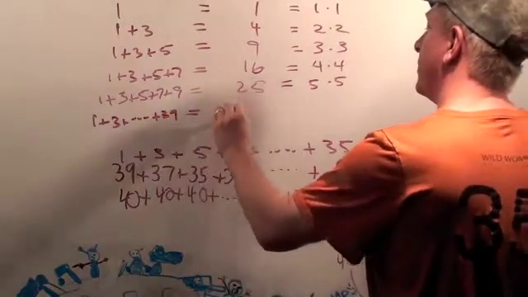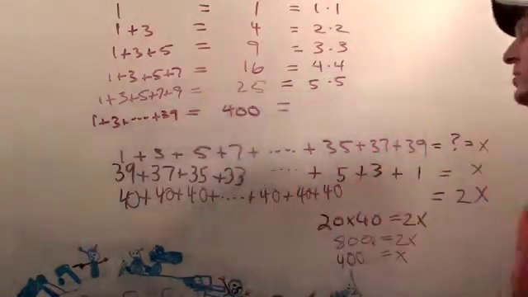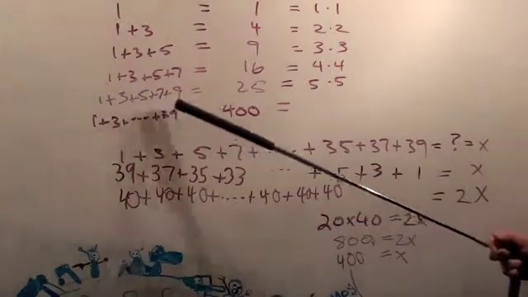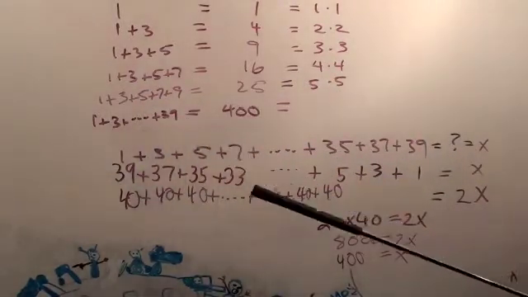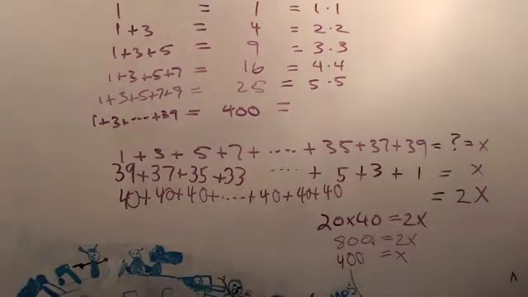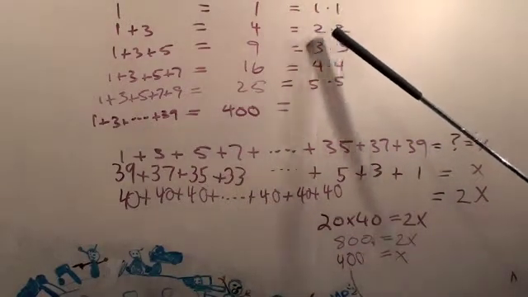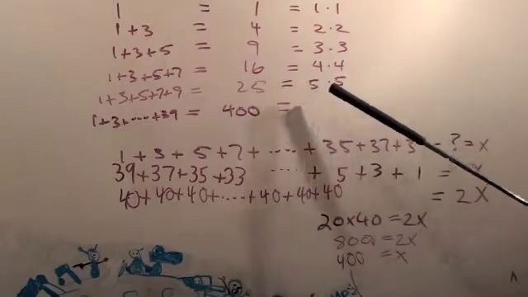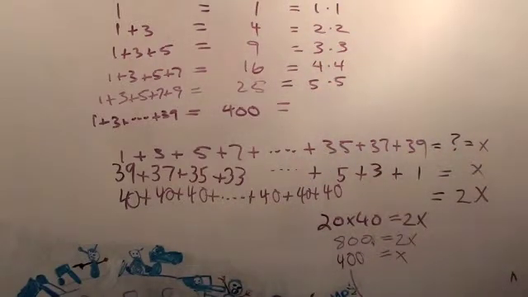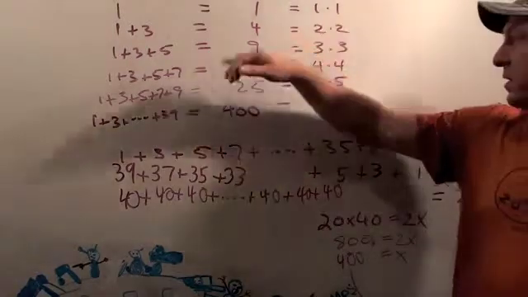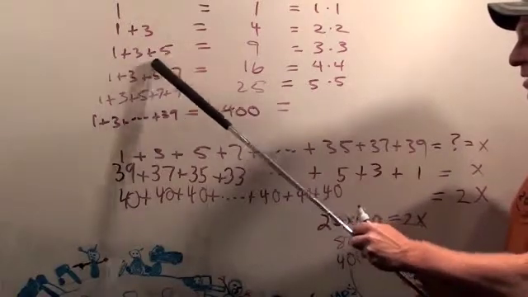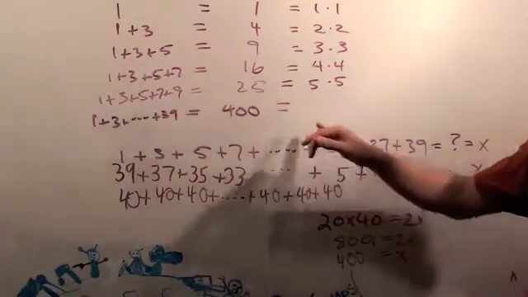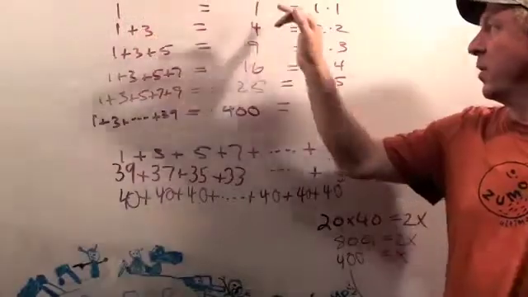We got 400. And what would you expect? If you add up the first 5 odd numbers, you get 5 times 5. If I add up the first 20 odd numbers, what do you think I should get? Remember, I got 1 times 1, 2 times 2, 3 times 3, 4 times 4, 5 times 5. Not 400 times 400. How many odd numbers were here? 1. How many here? 2. How many here? 3.